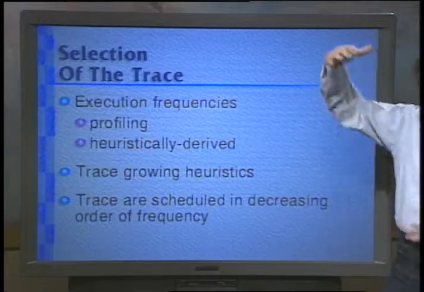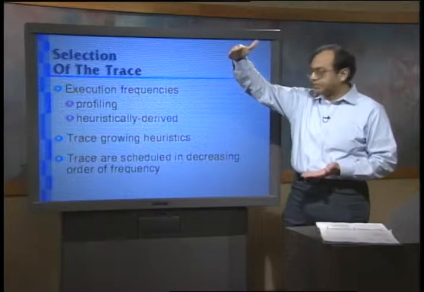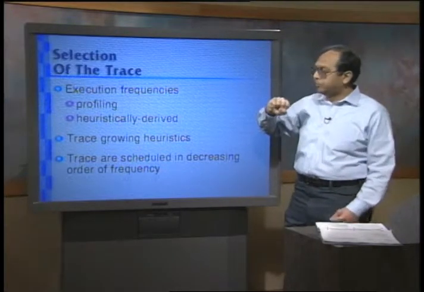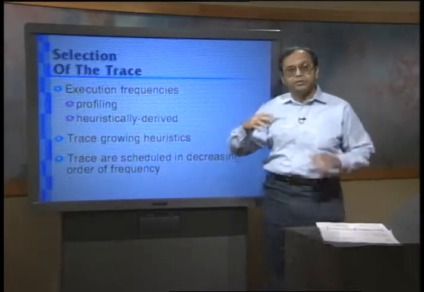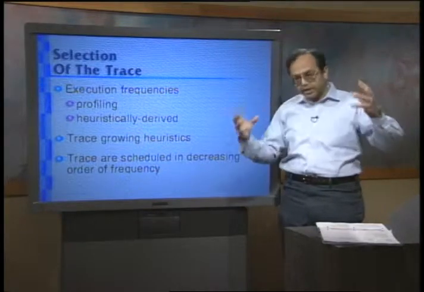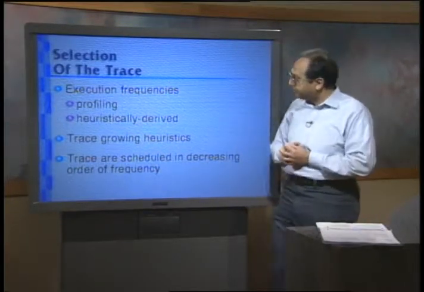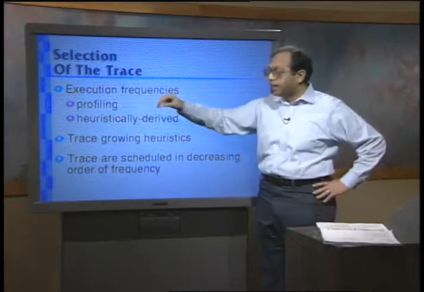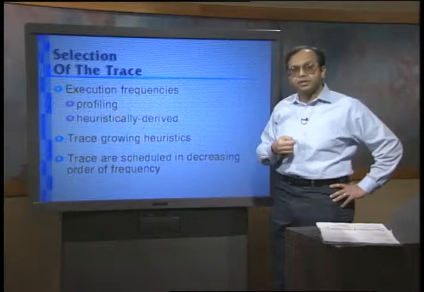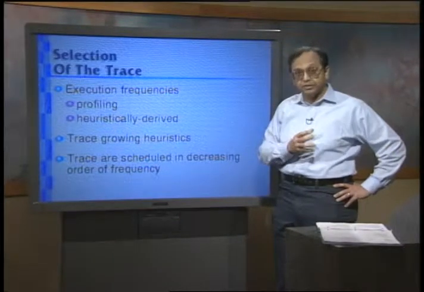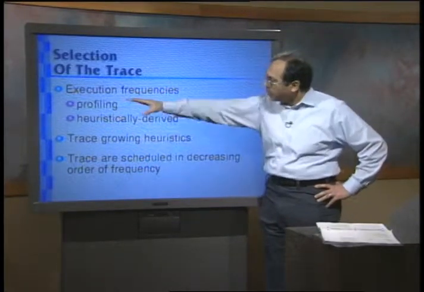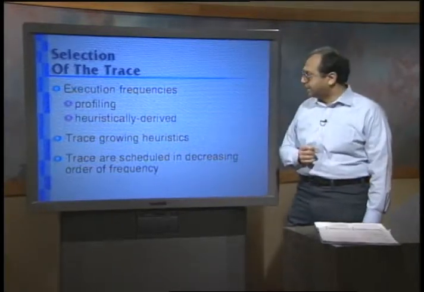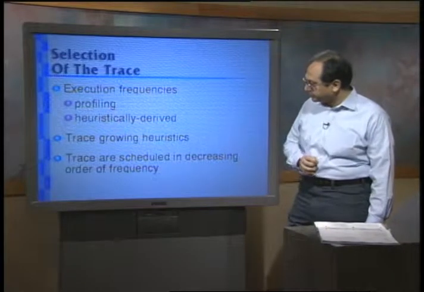And then we'd cut it off at some point when the frequency of execution gets too low, and that would be one trace. After we've scheduled that trace, we would then look at the remaining code. We'd pick another trace and just keep repeating this process. Now, the execution frequencies themselves could either be gathered by profiling the code, instrumenting it, and figuring out which basic blocks are executed how frequently. Or one can use heuristics that provide you with a large part of the value of detailed profiling.